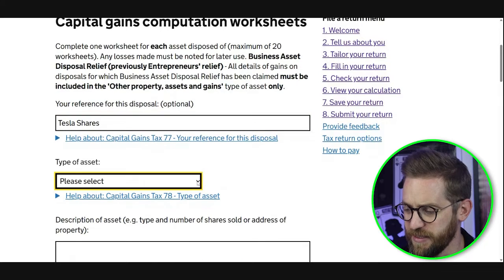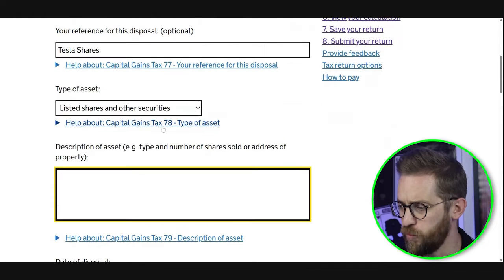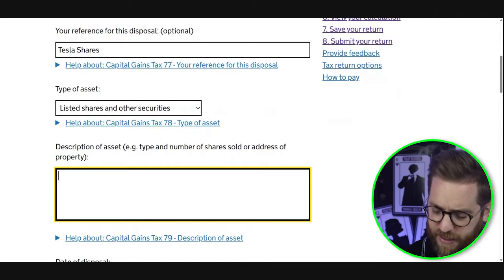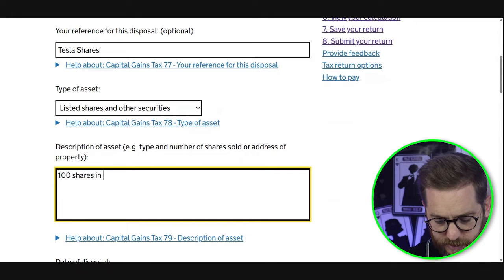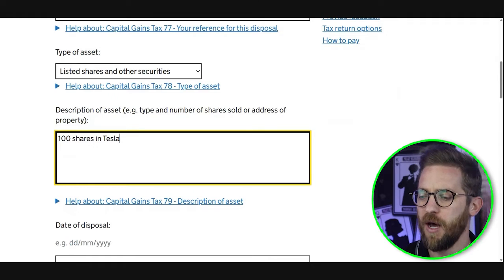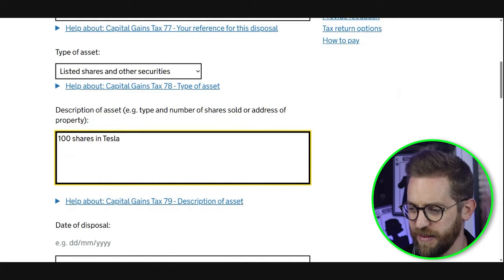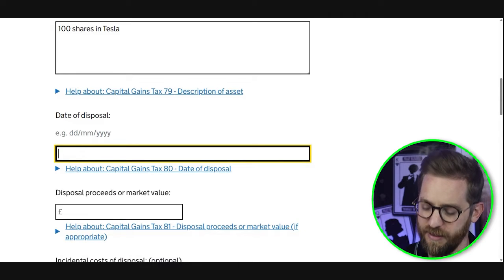And we can select a category from below. So these are listed shares and securities. You can find them listed on the NASDAQ, I think. So we'll select the most appropriate category. And then you can just provide a description of the asset and the number of shares, 100 shares in Tesla. That's what I dispose of. You don't need to go into great detail. But if it is a more obscure asset, maybe a painting, maybe an antique, that kind of thing, you can provide that detail here.